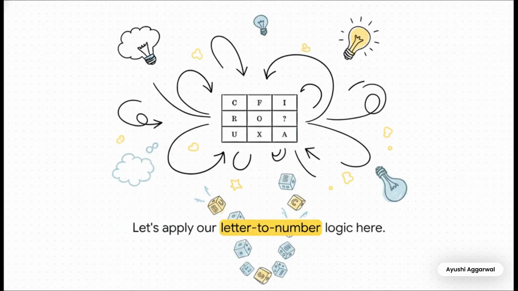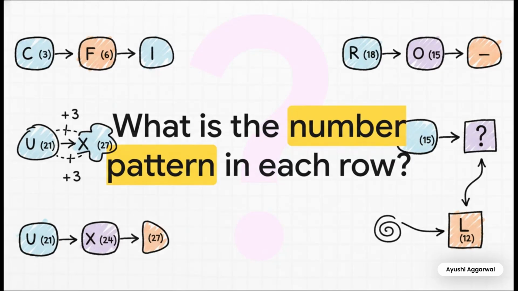Look at this grid. We need to find the letter that goes in the place of the question mark. So what's step 1? Exactly. Replace all the letters with their corresponding numbers. Let's decode this. Row 1 is 3, F is 6, I is 9. That's a simple series of plus 3. Row 3, U is 21, X is 24, and we can think of A as 27, or 26 plus 1, that's also a plus 3 series.